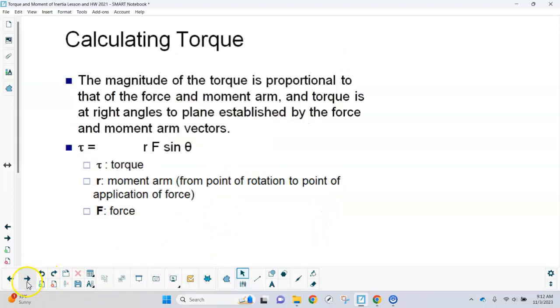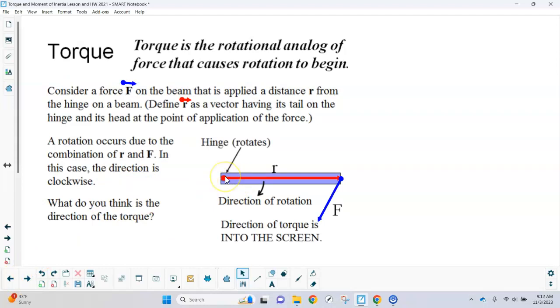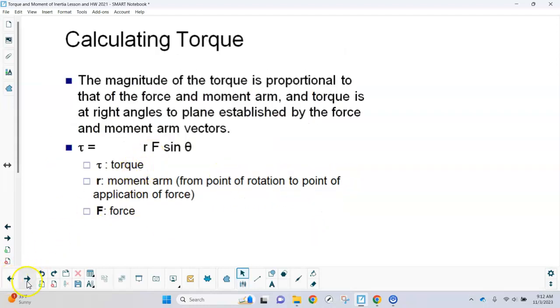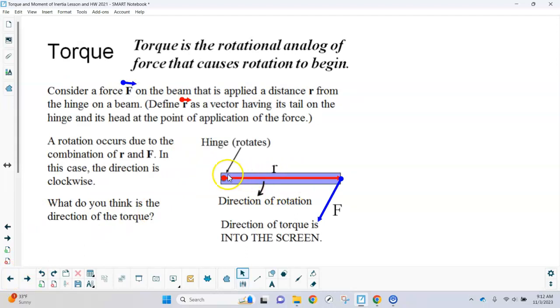To calculate torque using R, F and the angle theta, you just have to multiply. You're multiplying R, the moment arm or lever arm, which is the distance from the point of rotation, the hinge, to where the force is applied; F, the amount of force that you're applying; and then theta, the angle between the lever arm and the force. In this one, it would be that angle theta.